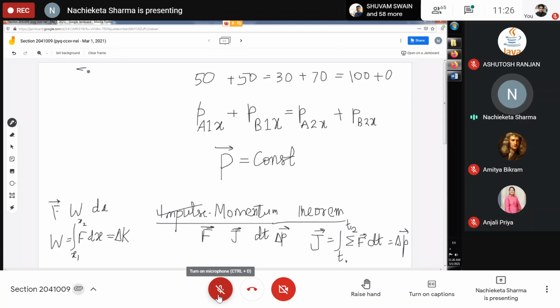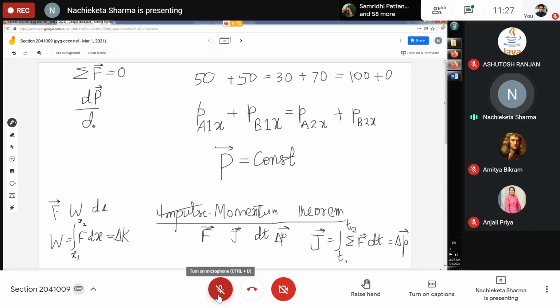So how should I write? Because the system is isolated or closed, with no connection with the environment, the net force is equal to 0. But according to Newton's second law in terms of momentum, my net force can be expressed as the rate of change of momentum, which is equal to 0. So dp by dt is equal to 0.